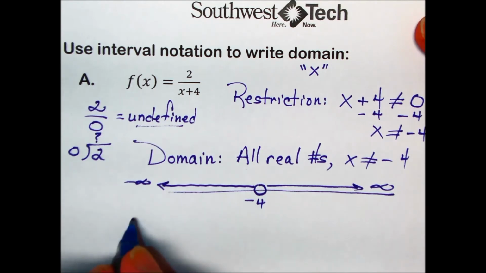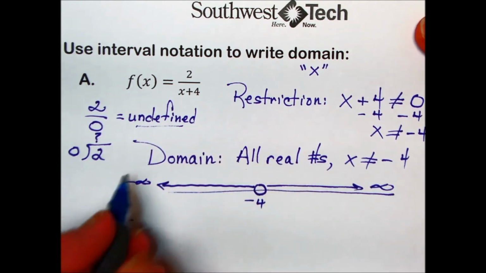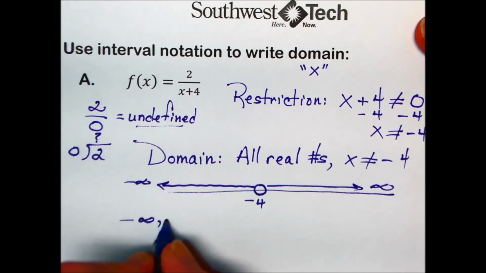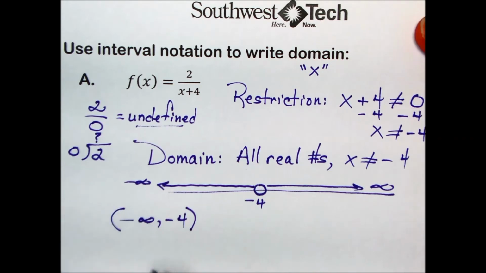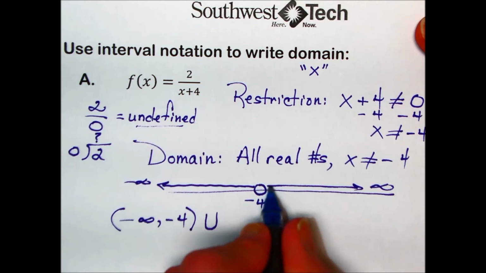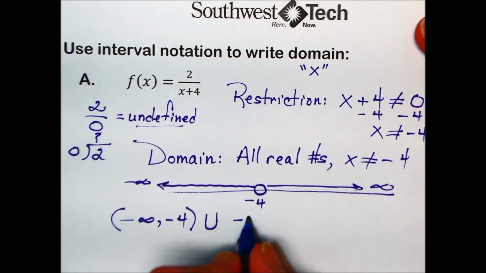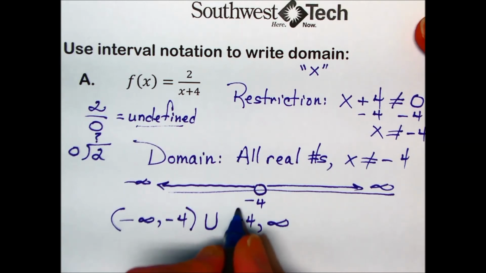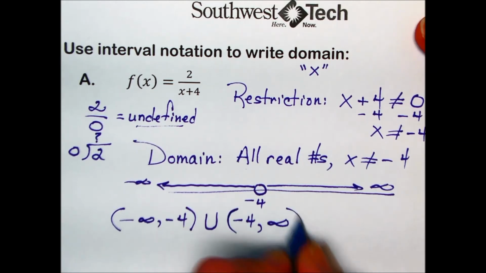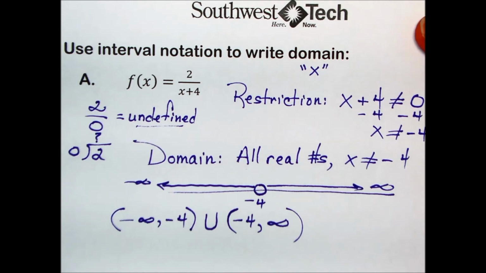For interval notation, we will write this region or interval, which is -infinity up to -4, but not including it, so parentheses, union with all of these values, which start at a low of -4 and head towards +infinity, but of course we're not including -4, so we use our parenthesis, and infinity never has an end, so we use the parenthesis as well. So that would be the domain for that function.